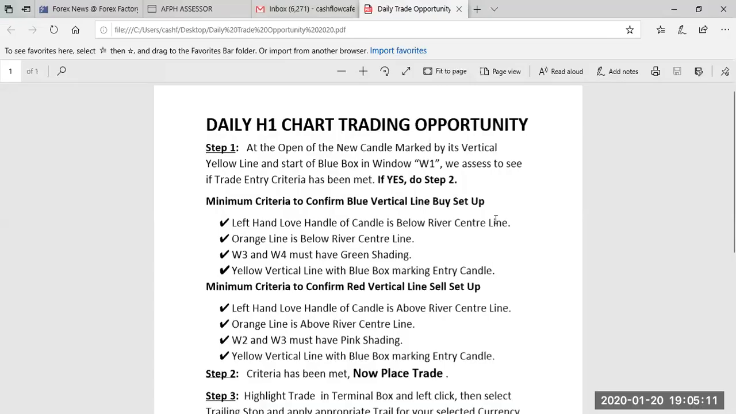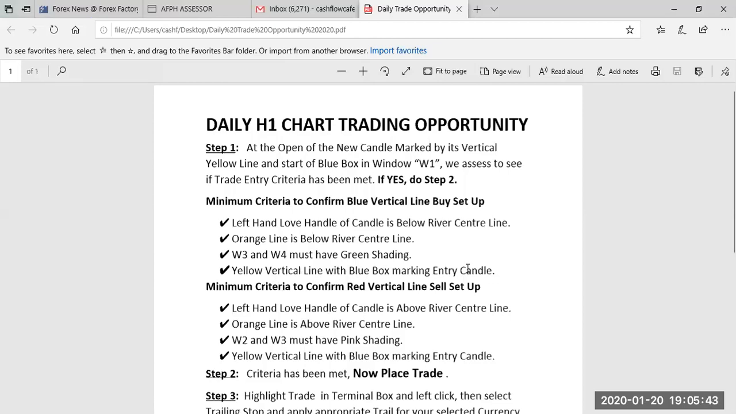I know this may be hard to all remember, so I have prepared a sheet. There is a PDF called Daily H1 Chart Trading Opportunity. Step 1, the open of the new candle marked by its vertical yellow line and start of a blue box in window 1. Question this to see if the trade entry criteria has been met. If yes, do step 2. Minimum criteria to confirm blue line setup: left-hand love handle of candles below river center line, orange lines below river center line, windows 3 and 4 must have green shading, yellow vertical line with blue box marking time.